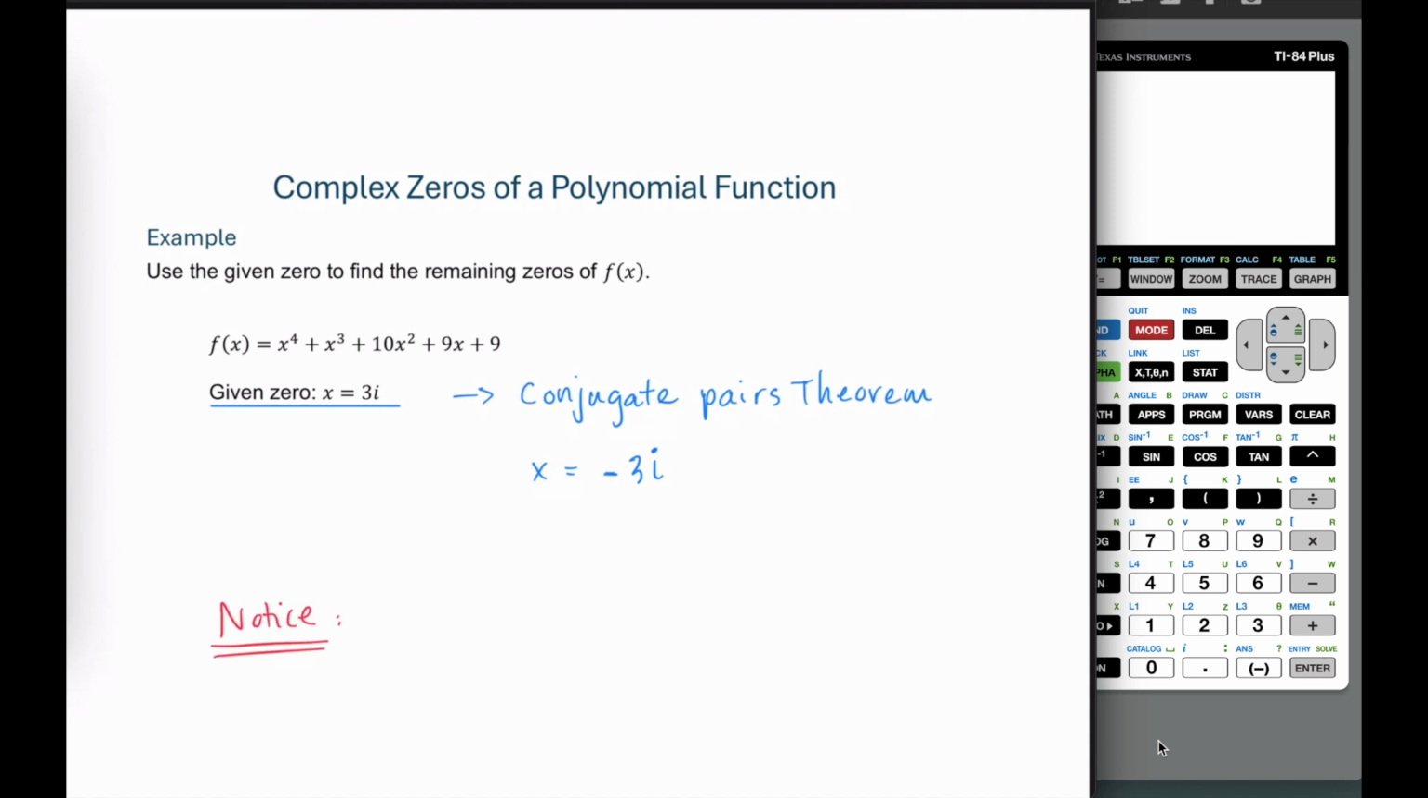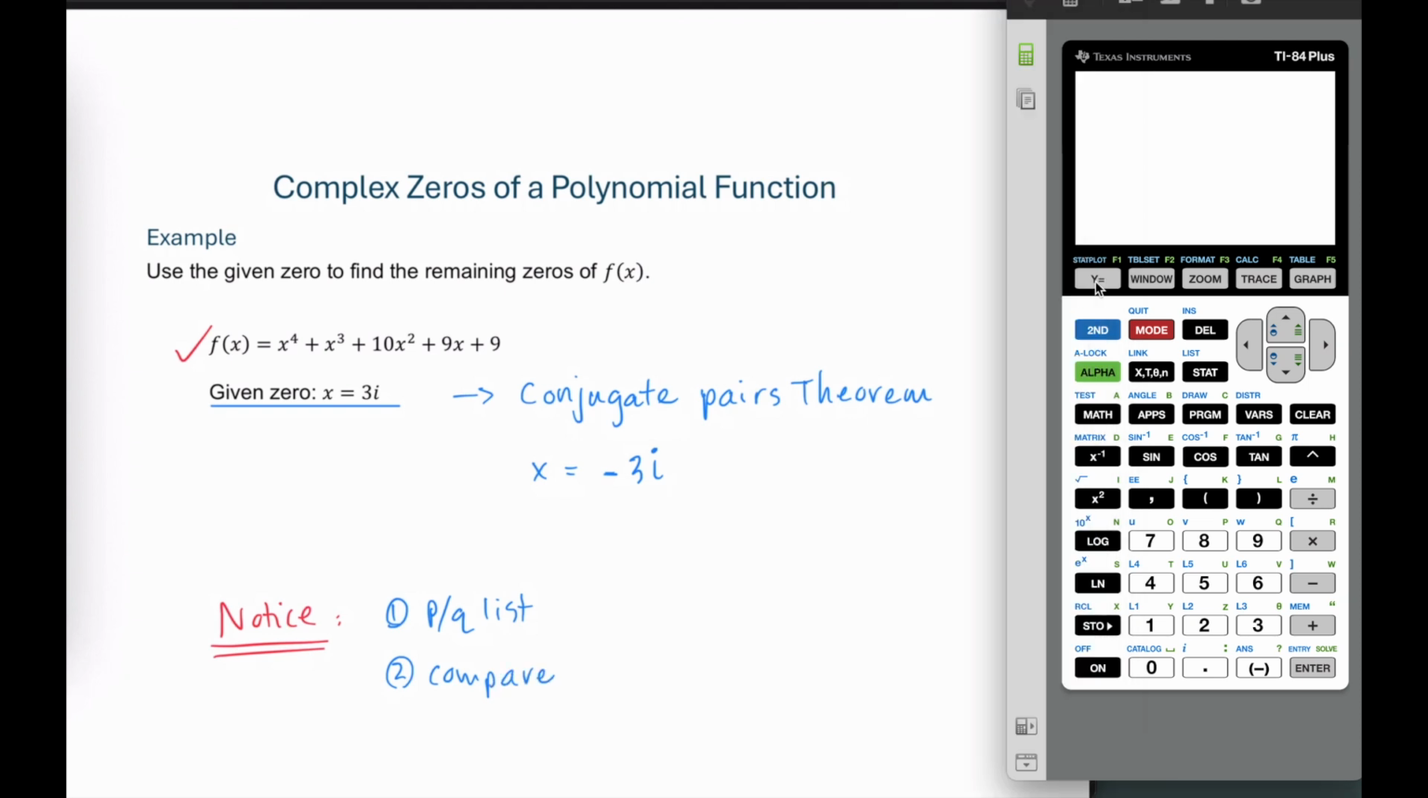Before we move forward, let's notice that this polynomial doesn't fit our normal process. Our normal process is to get the p over q list and then compare that to the graph of the polynomial. But if we come over here to the graph and input our function, x to the fourth plus x cubed plus 10x squared plus 9x plus 9, it looks like it might not cross the x-axis at all.